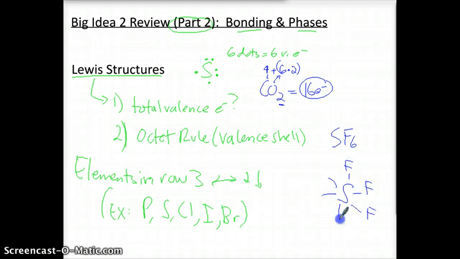Now you might look at this structure and say, whoa, that can't exist, because you have 2, 4, 6, 8, 10, 12 electrons around that atom of sulfur. Well, in fact, SF6 is very stable. Sulfur is in row 3. It has enough space for its electrons to form more than 4 bonds, to have more than 8 valence electrons. But the most important thing is to check these things when you're drawing Lewis structures.